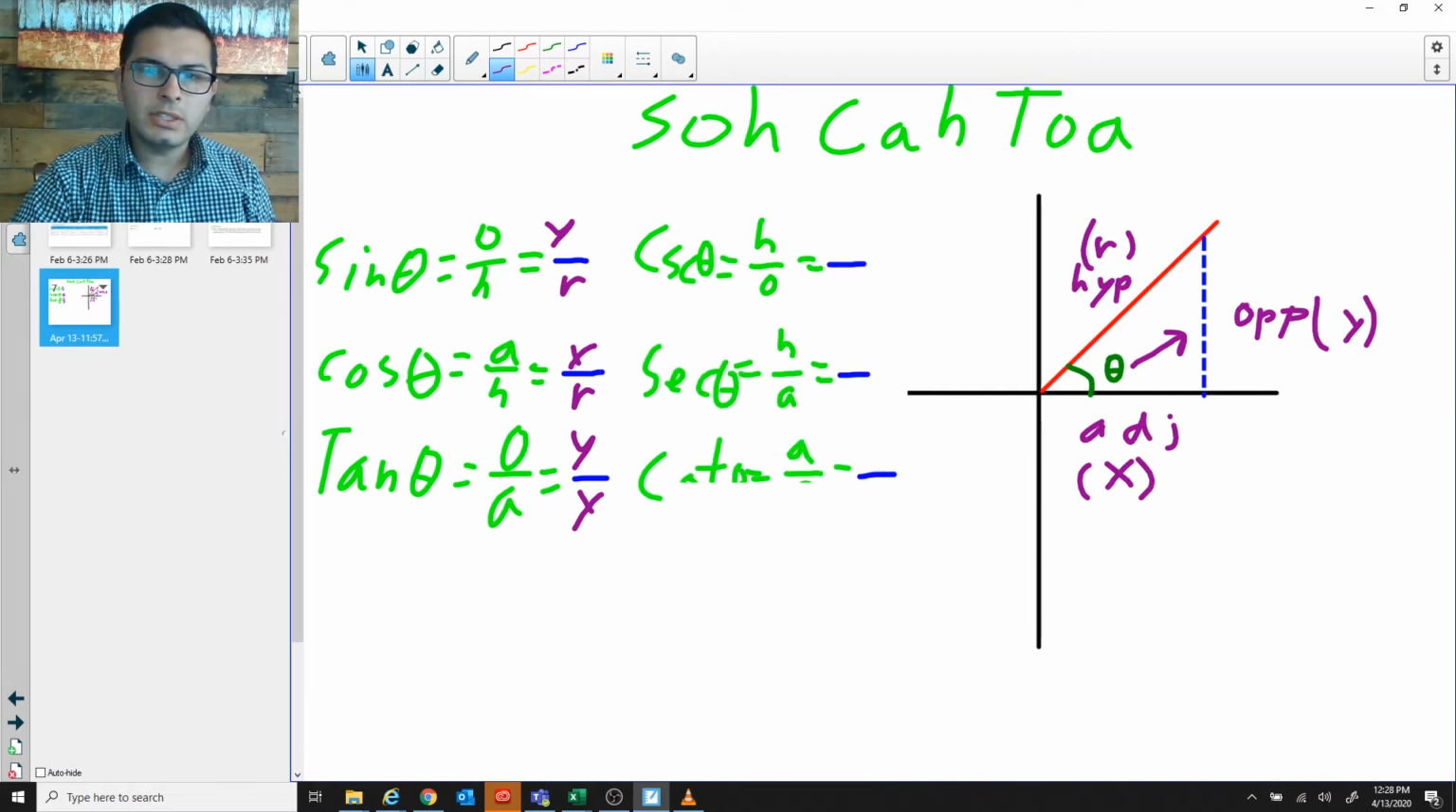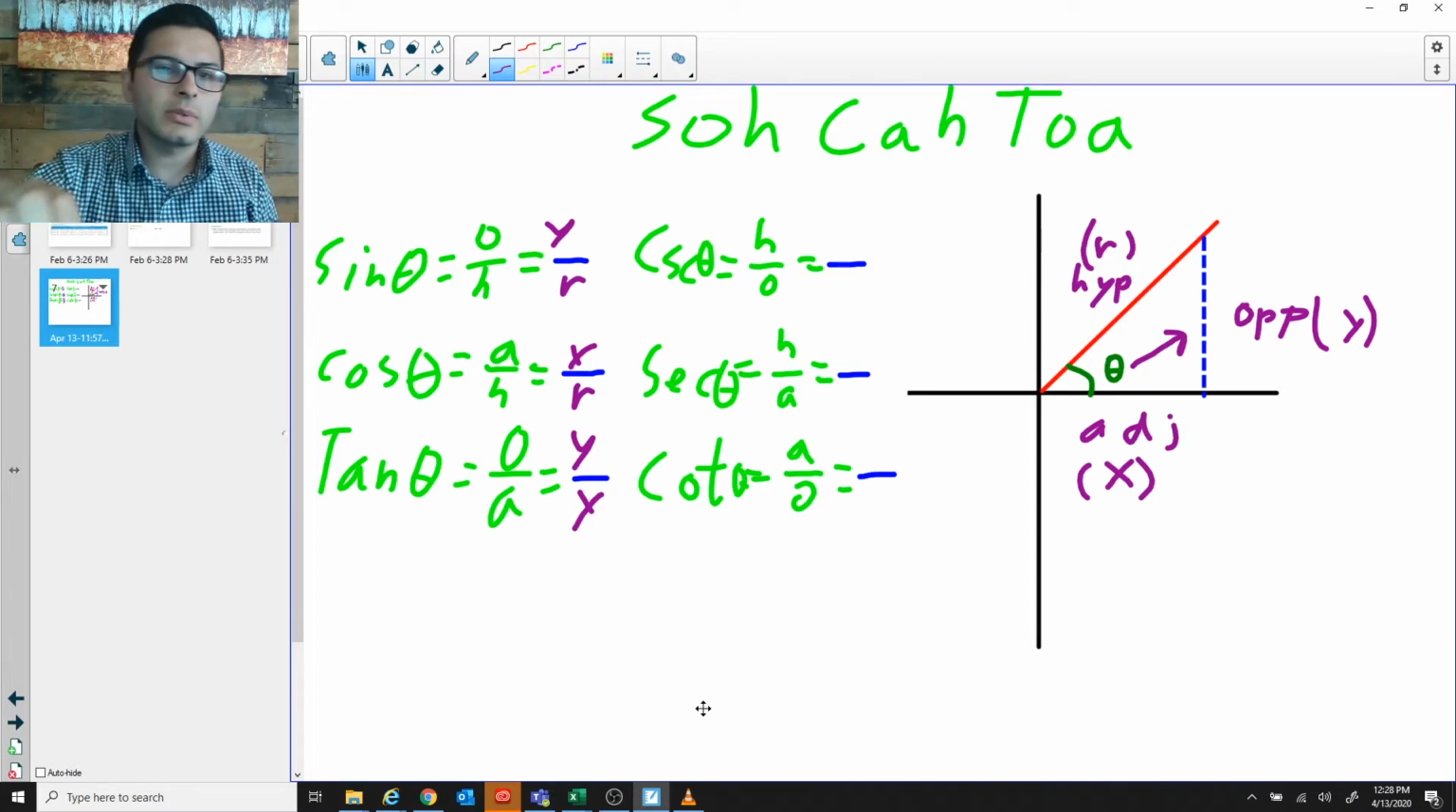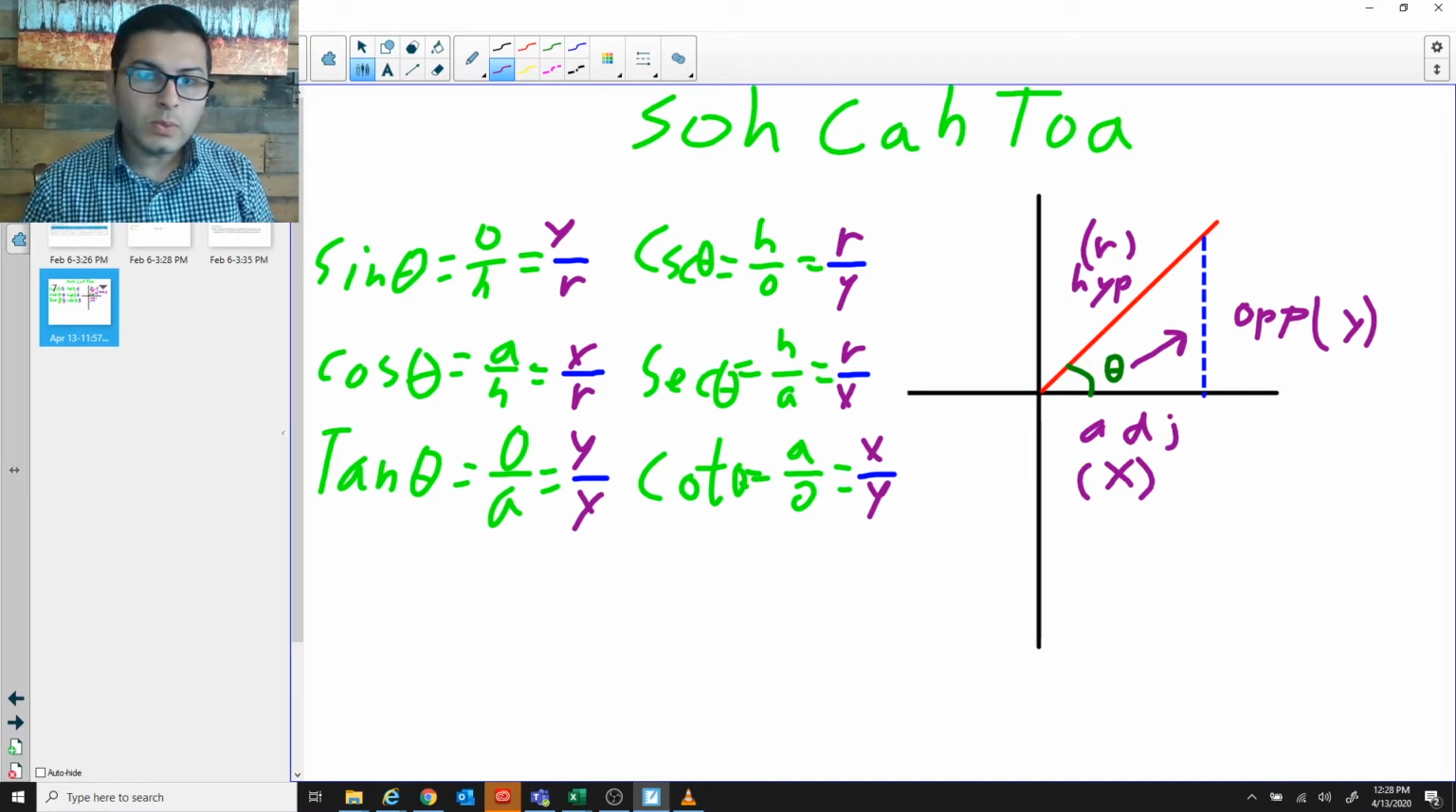Now our cosecant, secant, and cotangent are going to be the same. Remember, those are just the reciprocal versions of the things that we had before. So we're going to fill those in rather quickly. R over y, r over x, and x over y. Now this will be true no matter where our terminal side is going to be. And I want to show you that.